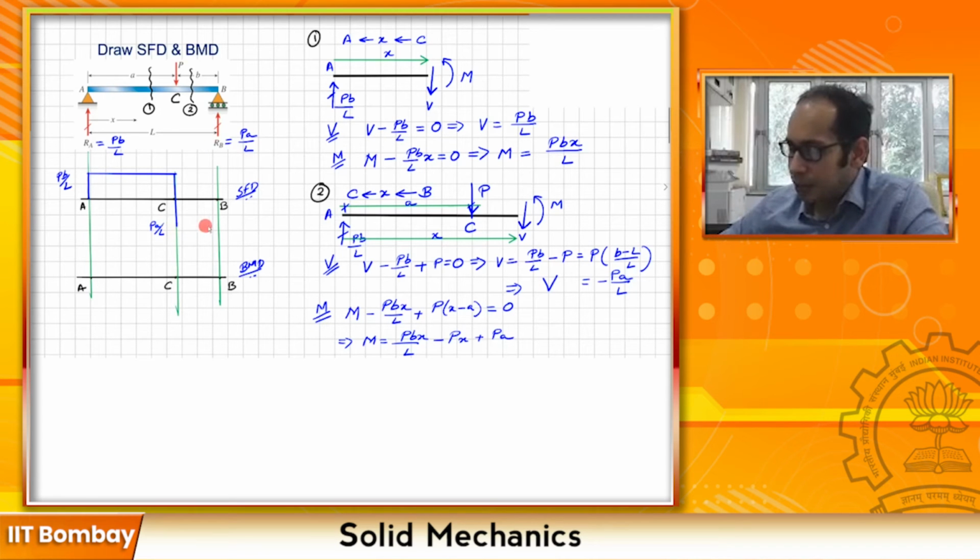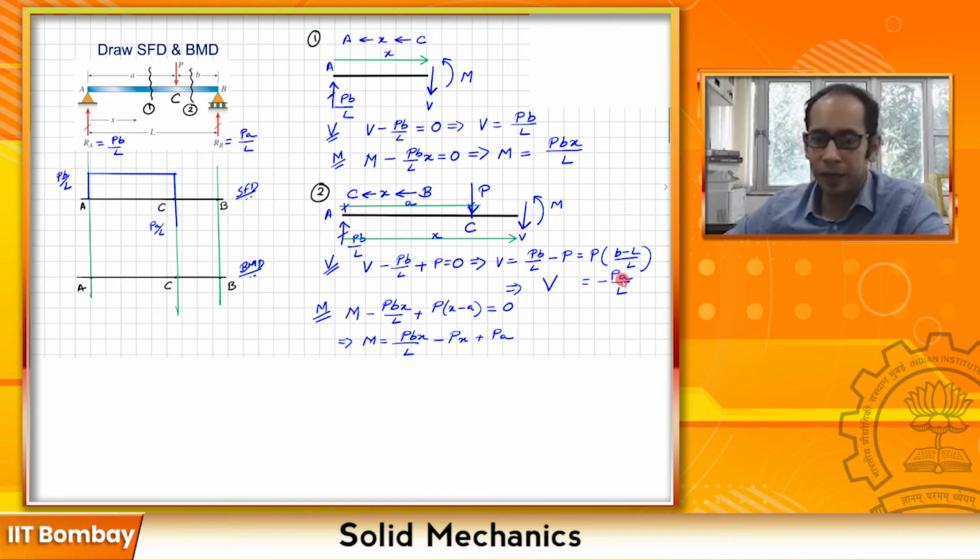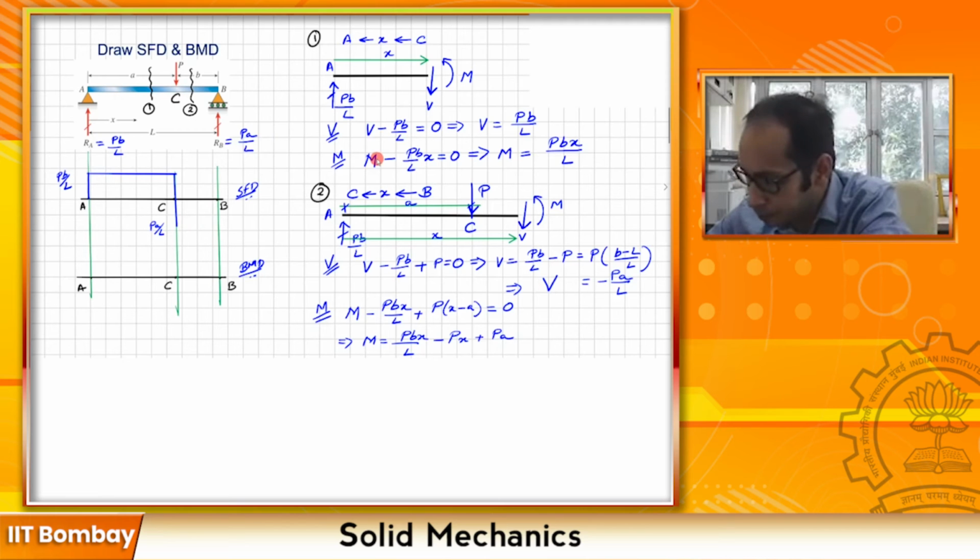And then from C to B, it remains a constant. You see, from C to B, this is also independent of x, so it remains a constant at a negative PA by L, which is again evident because if you are coming in and drawing as a constant minus PA by L, you see at B you have a reaction of PA by L, so it goes as a constant line and then goes up to meet the point B over here.